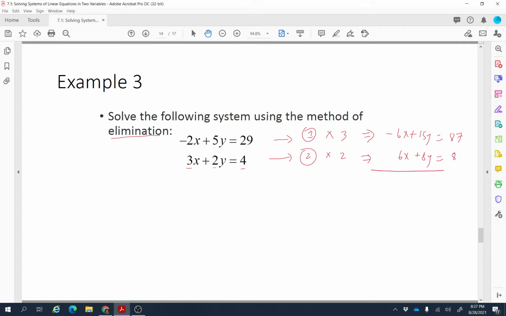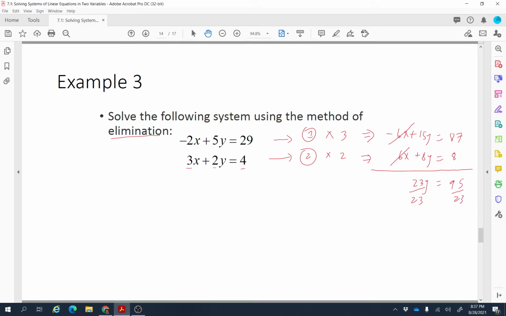So we need to add such that we should be able to eliminate one of the variables. In our case, it's easy because you can see that there is a negative 6x and a positive 6x. If we add these two equations, the negative 6x and positive 6x will cancel out. For the y term, 15 plus 8 is 23, equals 95.